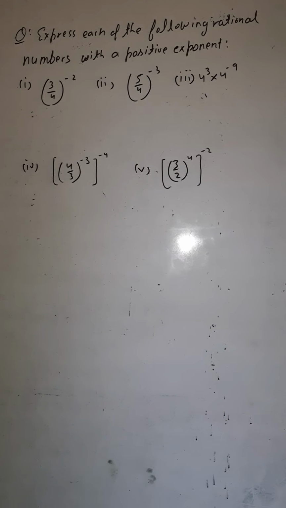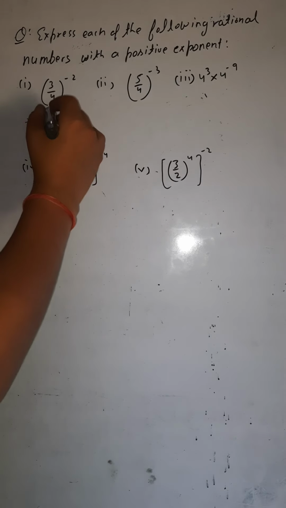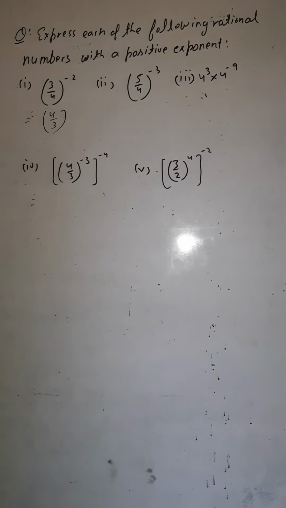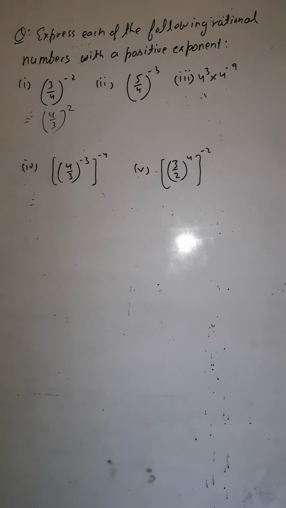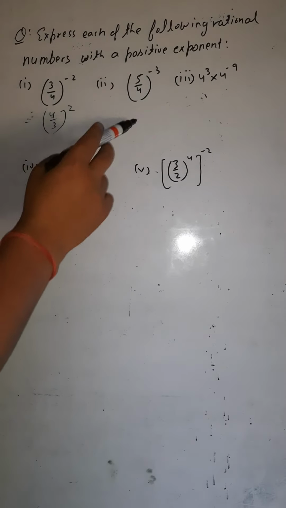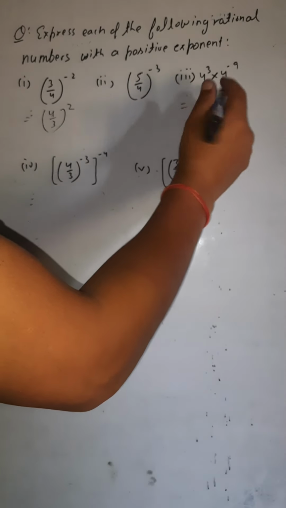So how would you change? Okay, just the first one. If you want to change this power into the positive one, what would you do? You would reverse the inside fraction, meaning you would write the reciprocal of 3 by 4. So what would be the reciprocal of 3 by 4? It would be 4 by 3 and the power would become positive. Similarly here also, 5 by 4 can be written as 4 by 3, and the power would become plus 3. But how would you do this one question?